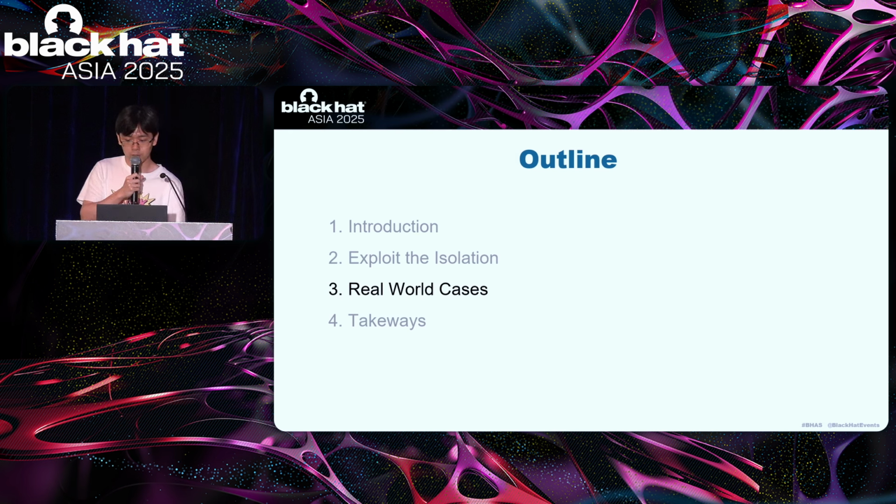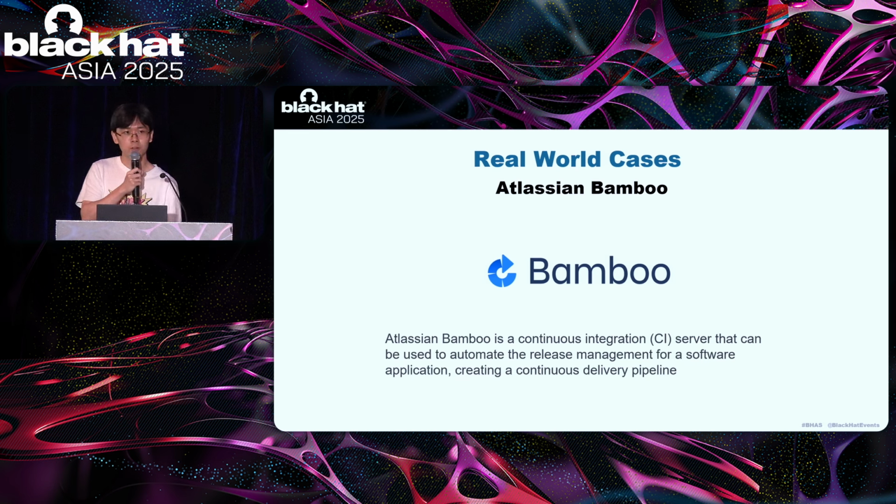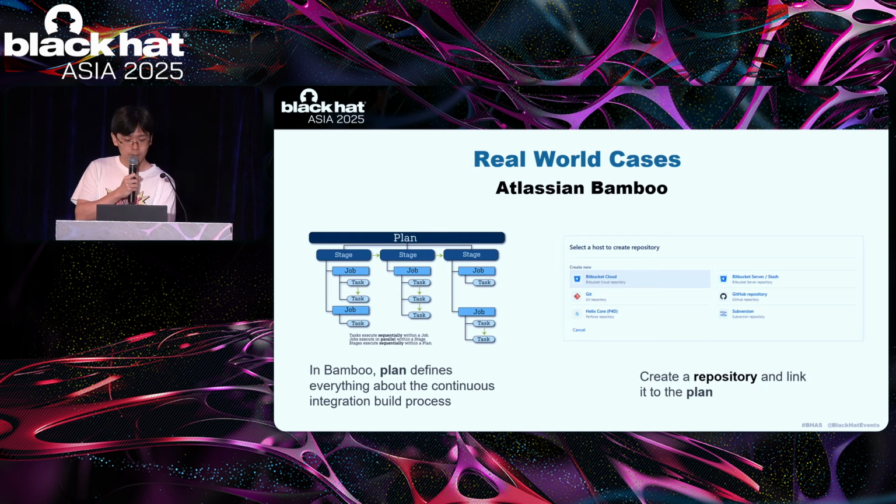To illustrate this risk, let's examine real-world cases of CI/CD. My first target is called Bamboo, which is a CI server from Atlassian. In Bamboo, they use a plan to define everything about the continuous integration build process. A plan can be divided into stages, and stages can be combined with jobs and tons of tasks. They also have a concept of repository. A user can create a repository, like a Git repository or SVN repository, and link it to a plan.